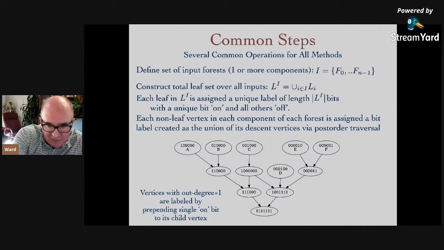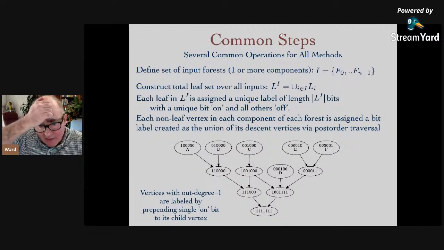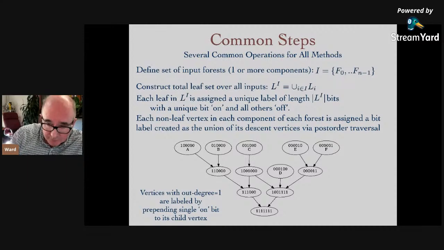And you can see that each leaf has a unique set of labels. There are 1, 2, 3, 4, 5 of them. So they each get a unique bit turned on, D there as well. That's why it seems like there are too many of them. So there are 1, 2, 3, 4, 5, 6 leaves. Then you look at the descendants, which are the unions of like A and B, so you put both the ones on. If you look at E and F, you put the two ones on there.